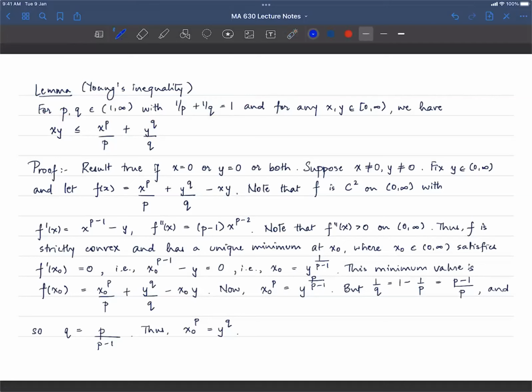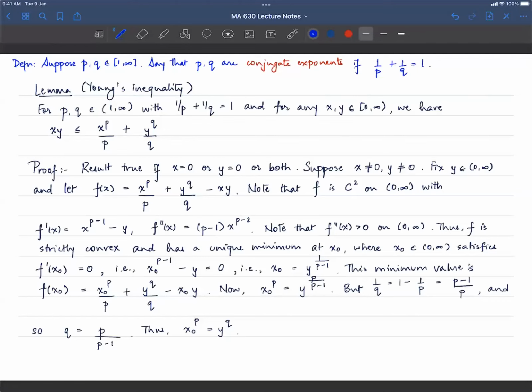Now let's also introduce this terminology, which I'm expecting you to remember because it will make our lives easier. Definition: suppose P and Q are in the closed interval [1, infinity]. So 1 is allowed, infinity is allowed. We say that P, Q are conjugate exponents if 1 over P plus 1 over Q is 1.